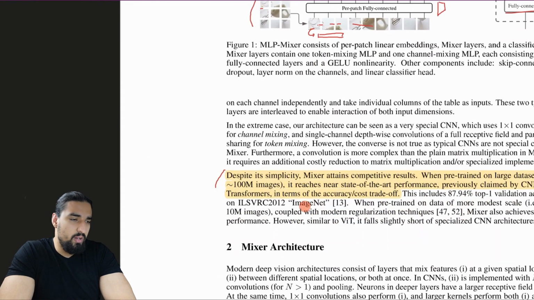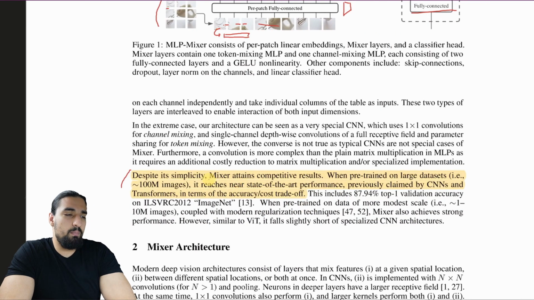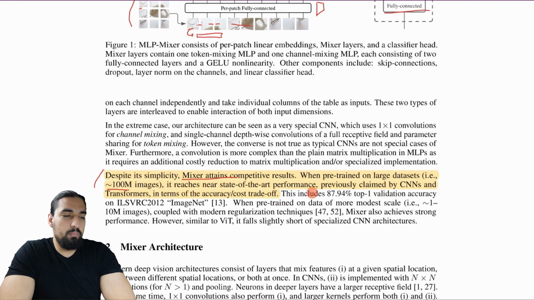And yeah, they say it here. Despite its simplicity, Mixer attains competitive results. When pre-trained on large datasets, so 300 million actually, it reaches near state-of-the-art performance previously claimed by CNNs and transformers in terms of the accuracy-cost trade-offs.